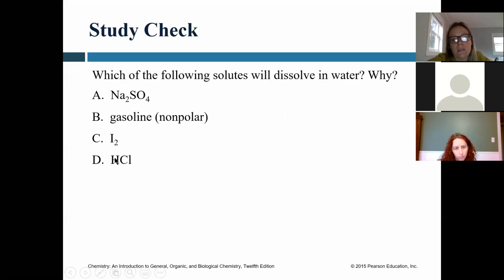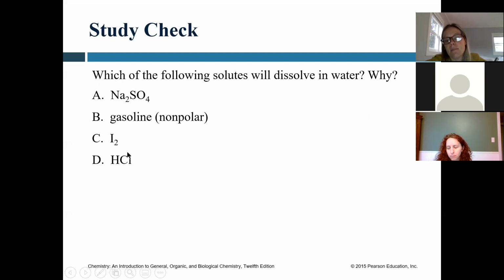If we look at these, which of the following would dissolve in water and why? So things that are polar are going to dissolve in water because water is polar. This first thing is definitely polar. It's very asymmetrical, not balanced. So this will dissolve in water. Gasoline, you don't know a whole lot about gasoline, but look, it gives us a little hint here that says it's nonpolar. So gasoline, we would expect that it wouldn't dissolve in water because it's nonpolar.